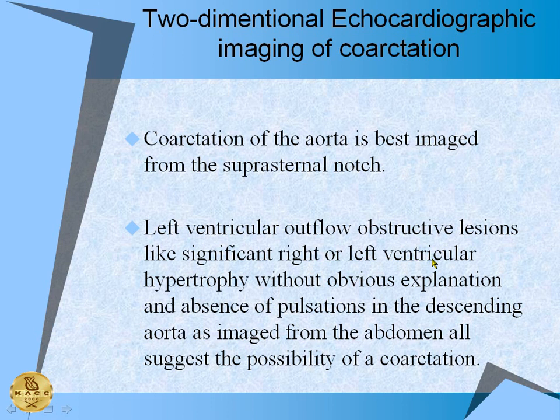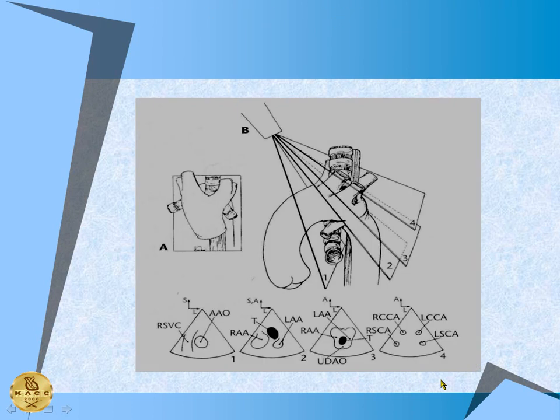Left ventricular outflow obstructive lesions have significant other signs, like right or left ventricular hypertrophy without obvious explanation. So if you see this and you cannot be sure that there is a coarctation, there are other indirect signs, like right or left ventricular hypertrophy without obvious explanation, or the absence of pulsation in the descending aorta as imaged from the abdominal wall. They all may suggest the possibility of coarctation of the aorta.